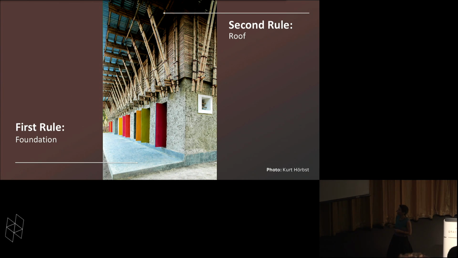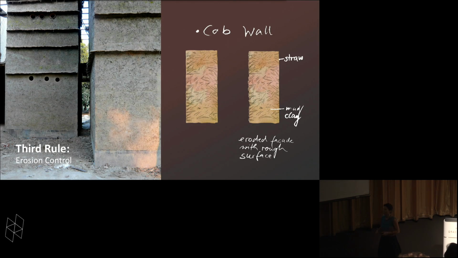There are some rules that you have to follow. First rule is a good foundation. Second rule is a good roof, so that the water cannot penetrate from the ground or from the top. And the third rule is erosion control. Just as a hill needs rocks or trees in order to slow down the pace of the water so that the erosion is not going deep, the wall also needs speed breakers so that the speed of the water is slowed down.